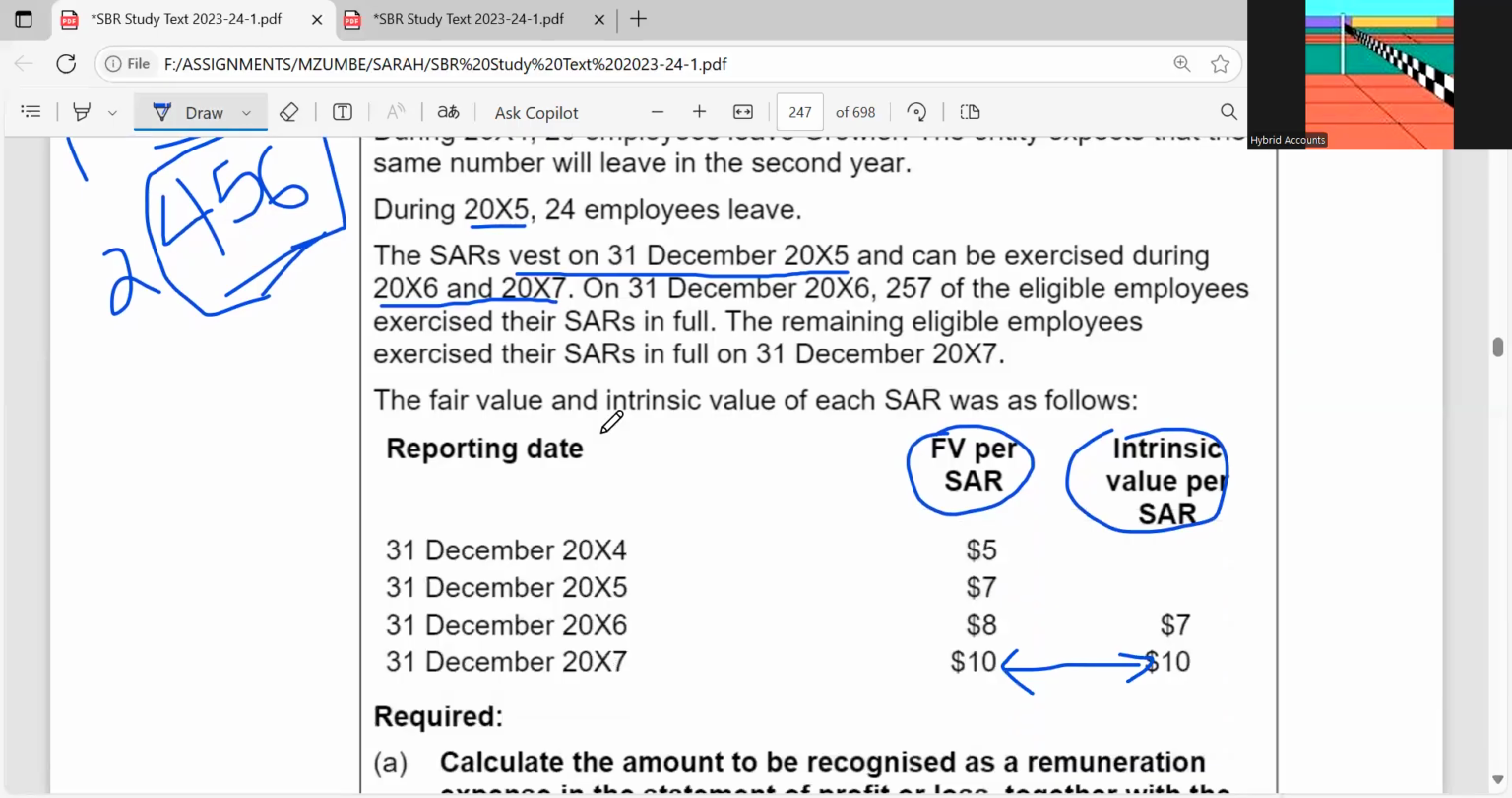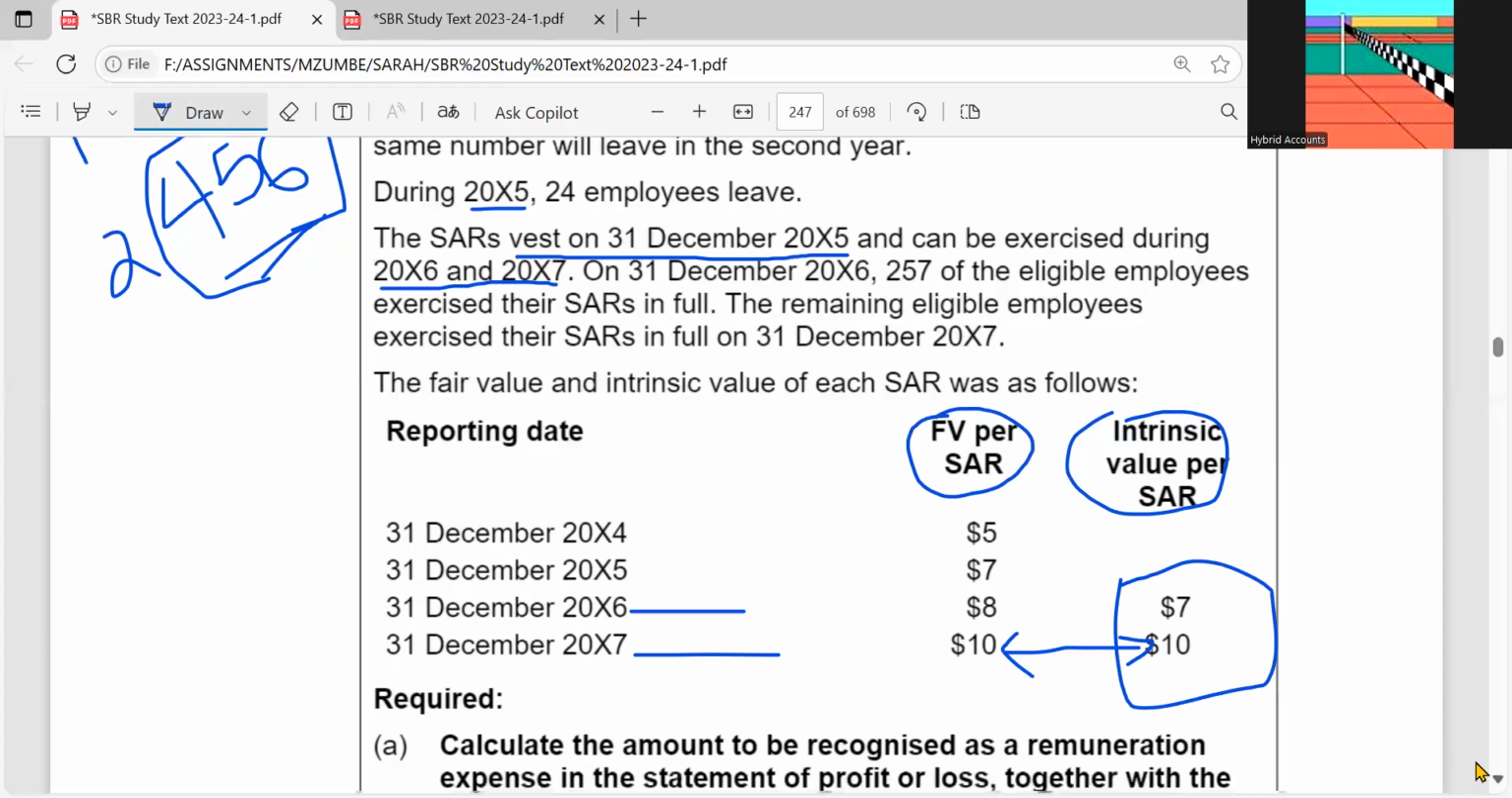Okay, now you're told the fair value and the intrinsic value of each SAR, as follows. You have the reporting dates, 20x4, x5, x6, x7, the fair value per share appreciation right, and the intrinsic value. Of course, you need the intrinsic value for 20x6 and 20x7 because these are the dates you have to exercise, right? That's why they are only provided for these 2 years, right? Okay, now, let's proceed. What are we required to do here?